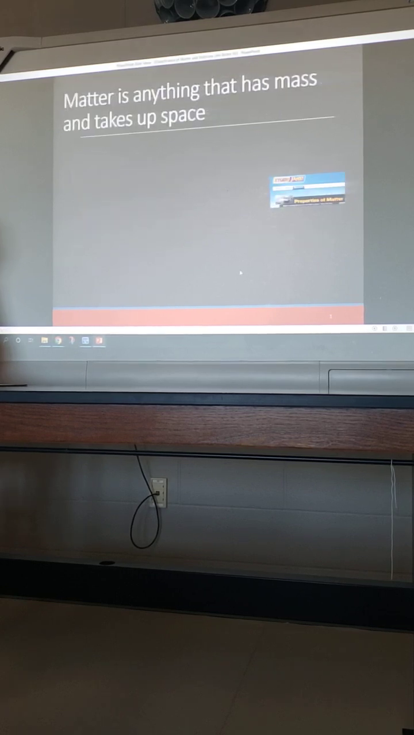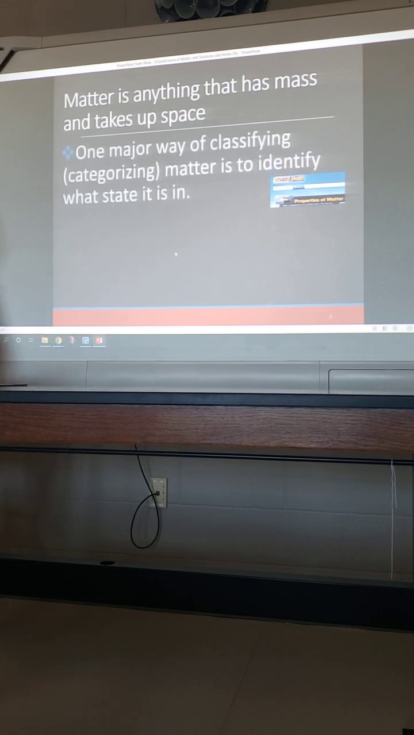Okay, so we know that matter is anything that has mass and takes up space. That's the definition. Basically everything except for energy is matter. So energy like light, sound, thermal, which is heat, nuclear, those are all forms of energy. And so basically that's the only category of stuff in our world that is not considered to be matter. Okay, is it important? Sure, it matters, but it's not matter. So anything that has mass and takes up space.